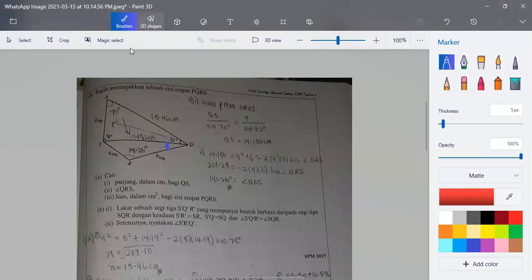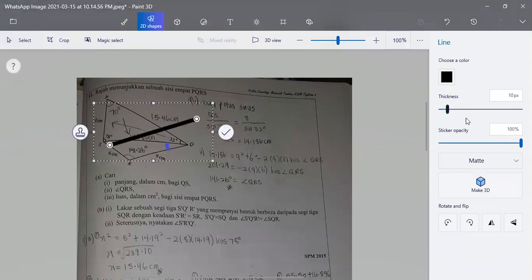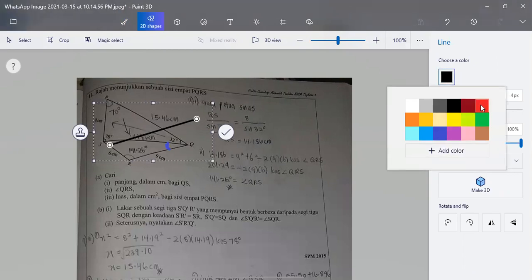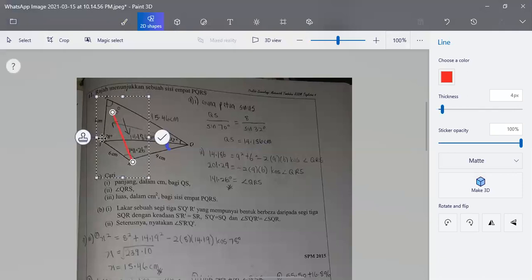So let's assume, let me get that line. I'm going to get a line. Hopefully this is going to give me a red color line. Oh no, that's too big. Let's make it a little bit smaller and change the color to red so that it's easier for us to see. So I'm just adjusting the line so that we can see a bit more clearly.